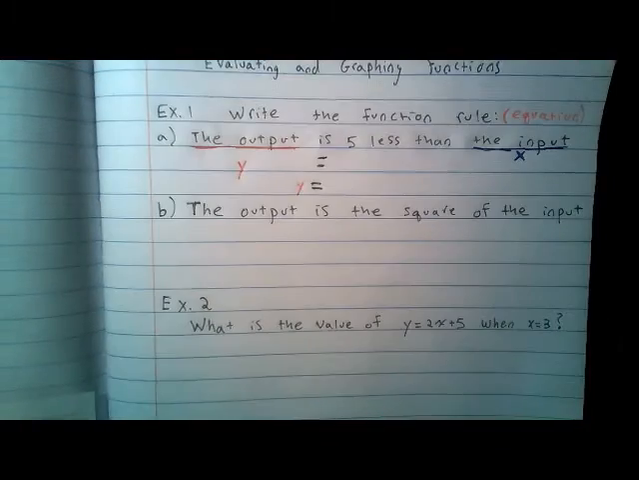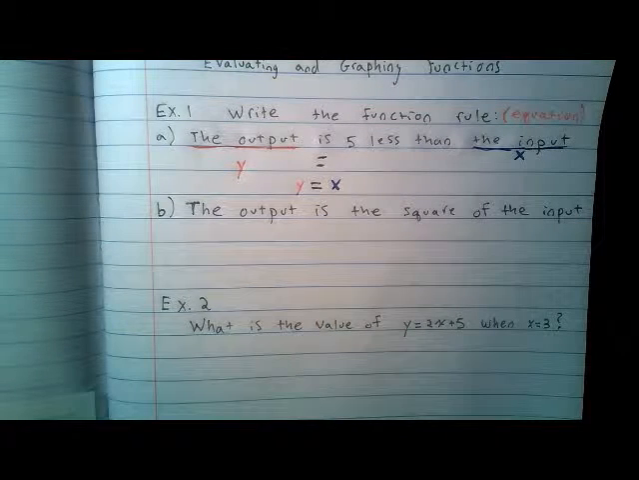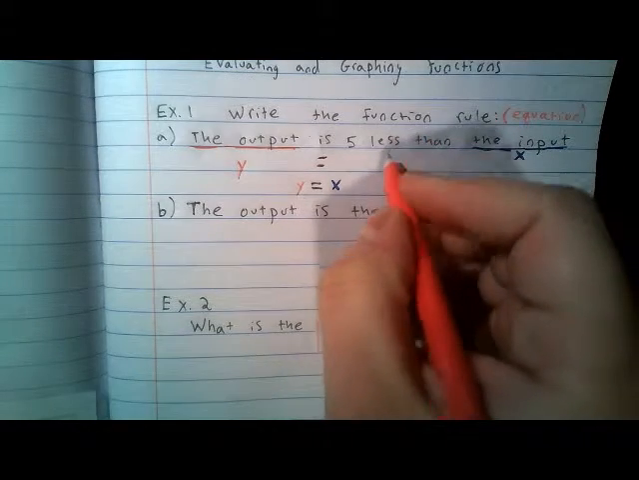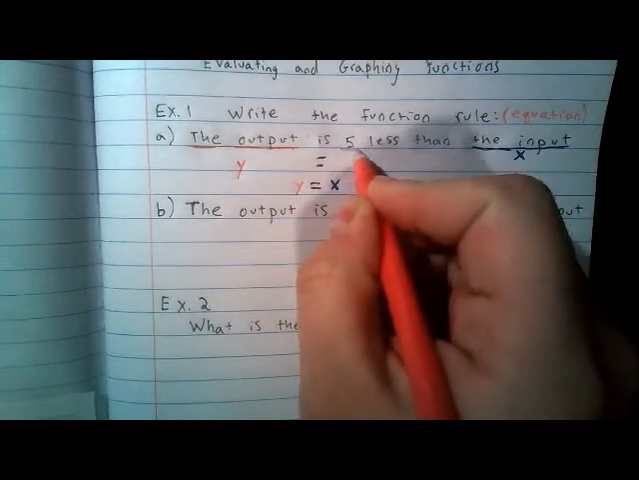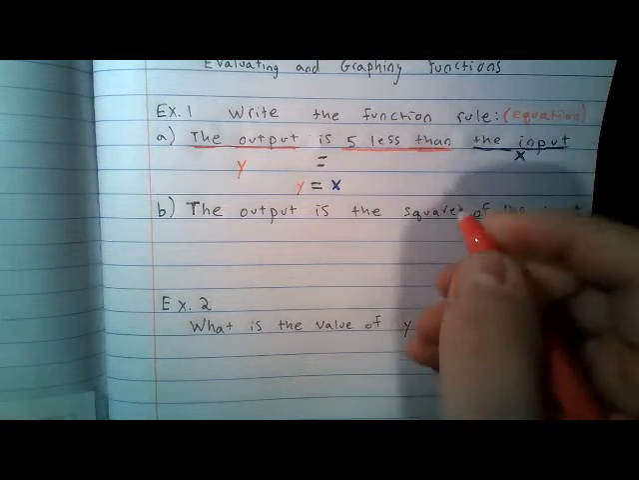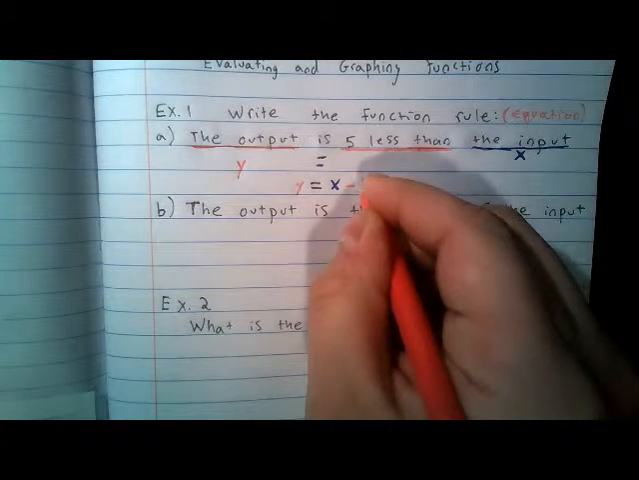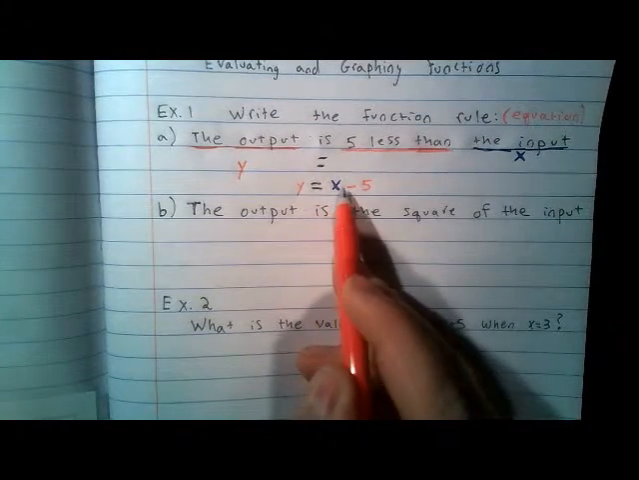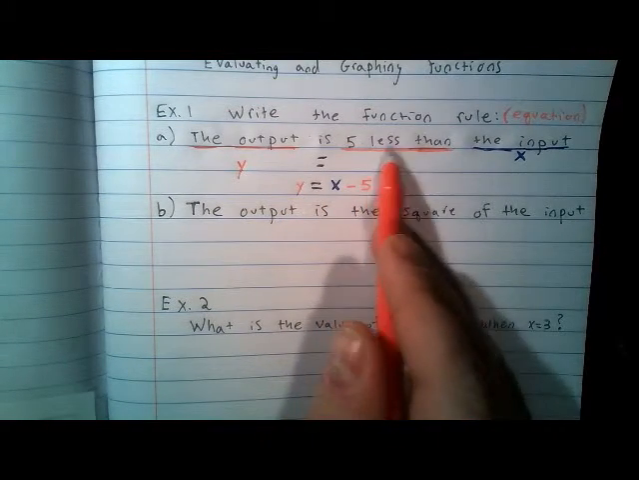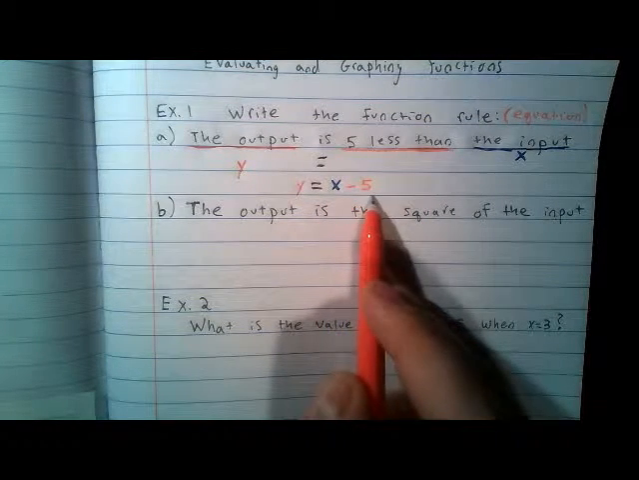So y equals, and then we've got our x, and I'm going to do this in pink so it might be a little hard to see, this 5 less than, that operation is minus 5. Y equals x minus 5. That's my function rule, 5 less than the input. I need to know what the input is first, and then I'm taking 5 away from it.